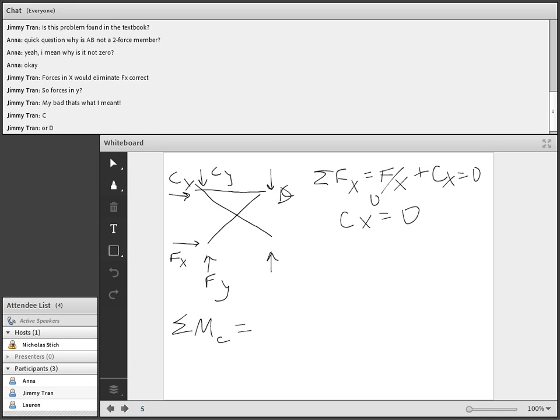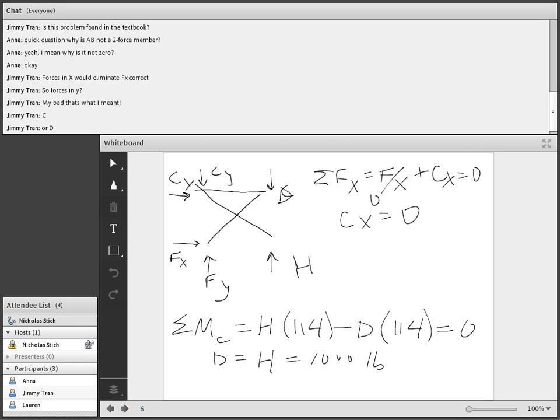H, that was this force. We'll say that H creates a positive moment, so we'll have H times, let's see, that moment arm was 114 inches. And then what about D? Well, D is defined in the opposite direction, so it would create a negative moment. And lucky for us, it has the same moment arm of 114 inches, and this is equal to 0. So pretty easily we see that the force at D is equal to the force at H. So they're both equal to 1,000 pounds. Awesome.